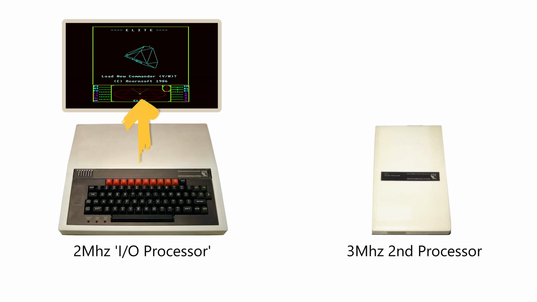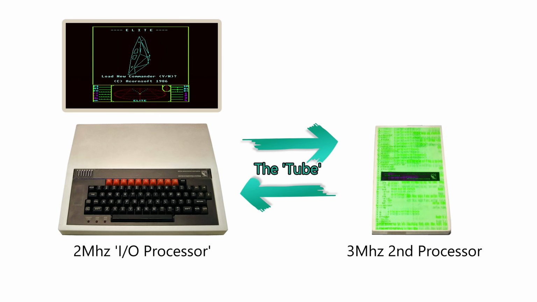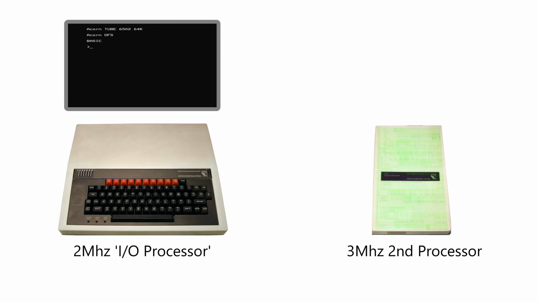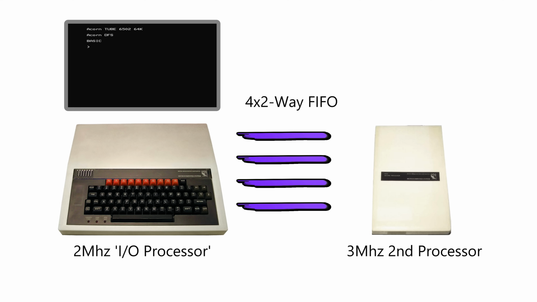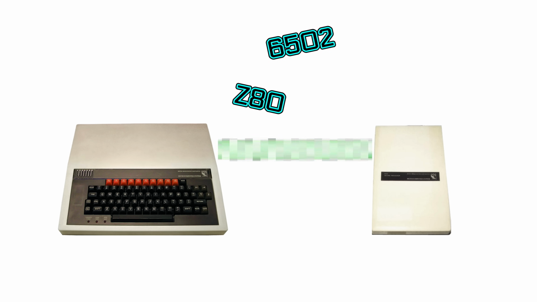With the second processor, you don't get to run your code concurrently on both processors. Instead, the BBC becomes an I/O processor, handling screen, keyboard, and filing systems. Your code runs on the second processor, and that communicates with the I/O processor via the Tube interface. The Tube is implemented as 4 two-way first-in, first-out buffers for console, error handling, data transfer, and system calls. This allows the BBC to connect to a whole range of external processors.